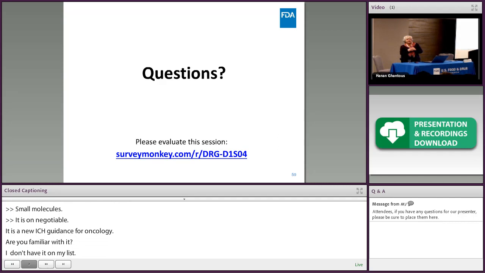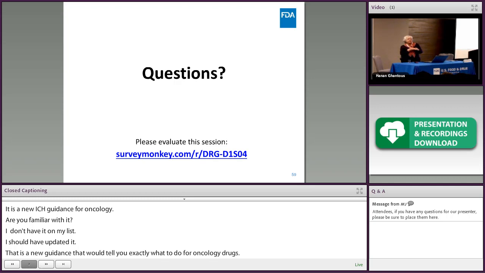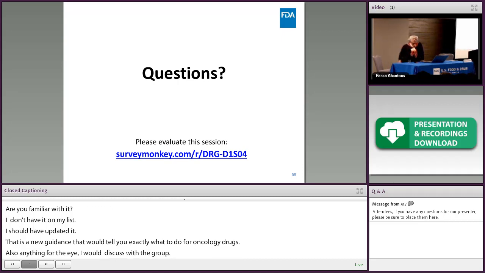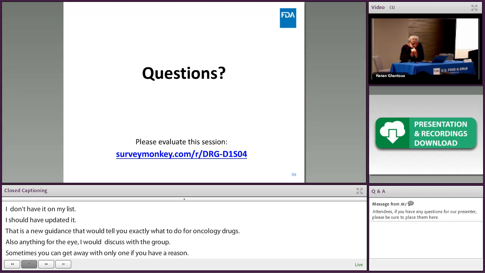That's a new guidance that would tell you exactly what to do for oncology drugs, and the same thing with anything for the eye. I would talk to the group. Another reason for a pre-IND, but sometimes you can get away with only one species if you have a reason. If there's no systemic exposure, sometimes it's only local, and you can show it well in one species, that might work. Thank you.